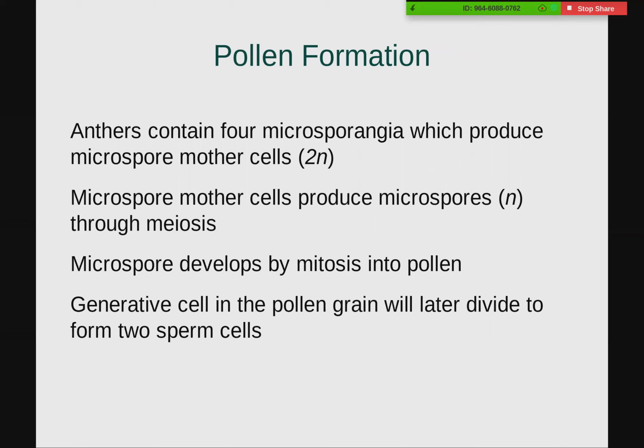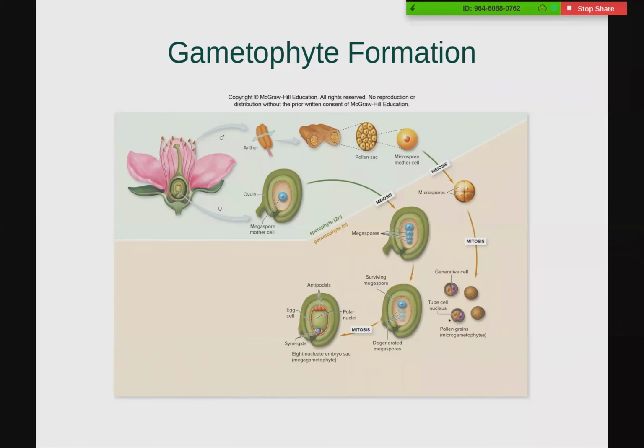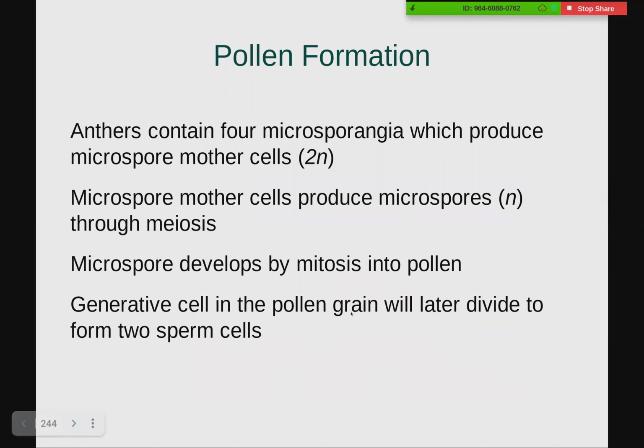Well, the anthers contain four microsporangia, which produce microspore mother cells. Now, these mother cells produce those microspores as we've seen here, right? I'm sorry, the mother cell here producing the microspores we see here. Sorry, looking at the wrong thing. Then the microspore develops by mitosis into pollen, and then the generative cell in the pollen grain will further divide to form two sperm cells.